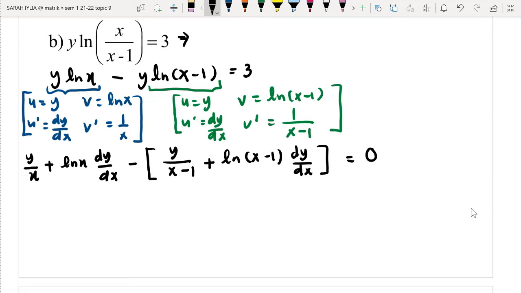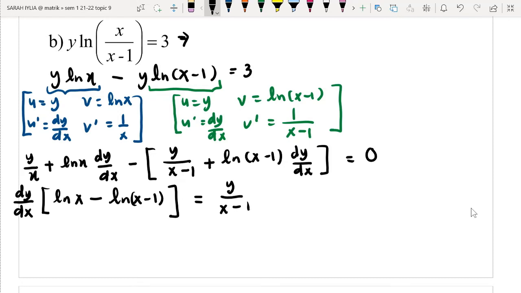Okay, next step, we want to simplify in order to make dy dx our main term. So, like before, dy dx we can factorize, collect it on our left side. So, we have ln of x minus ln of x minus 1. Okay, without the variable dy dx, we collect it on our right side. So, now we get y over x minus 1 minus y over x.